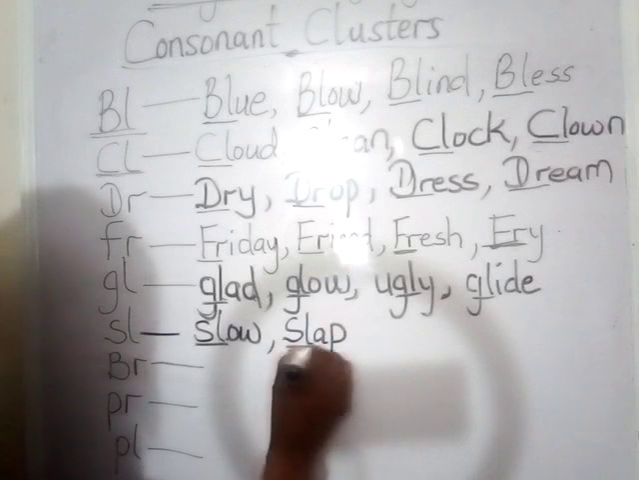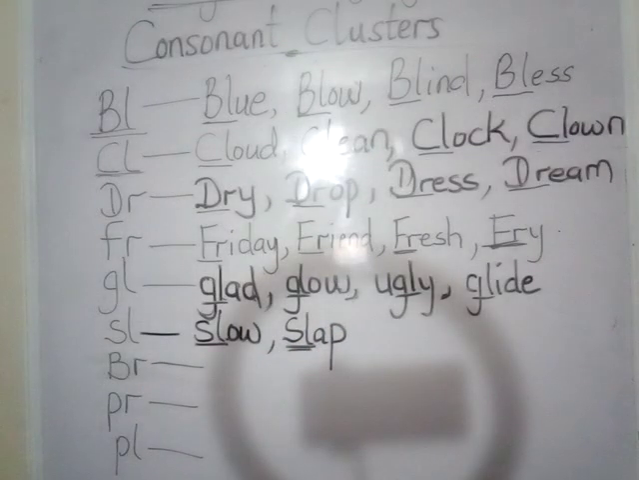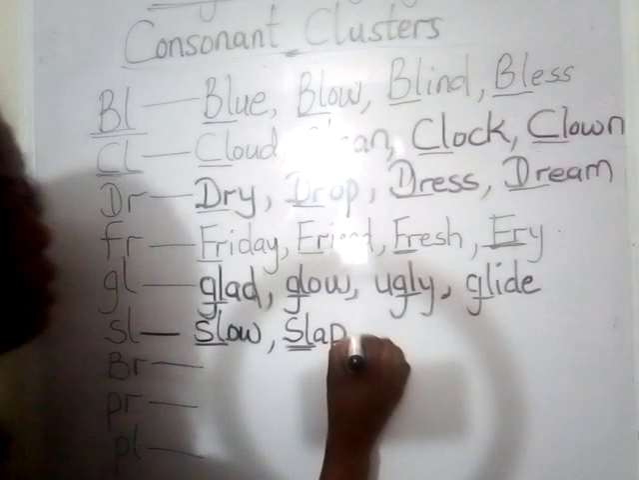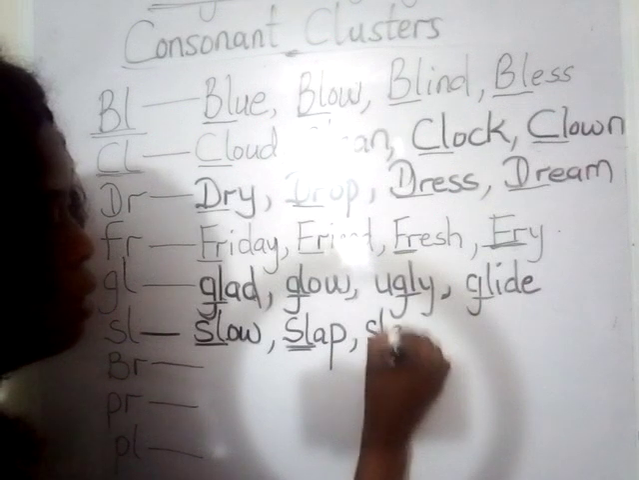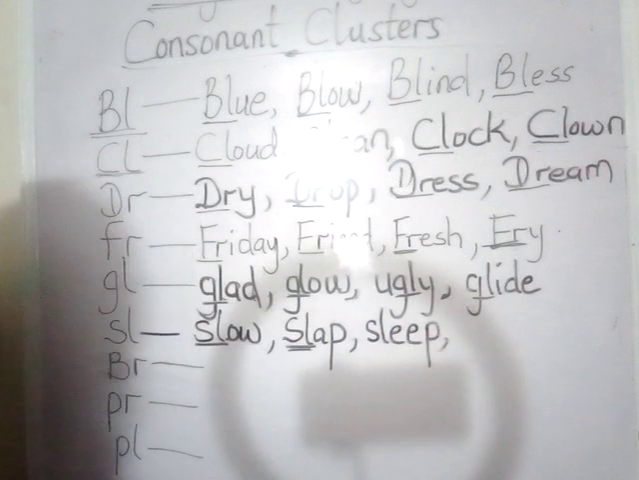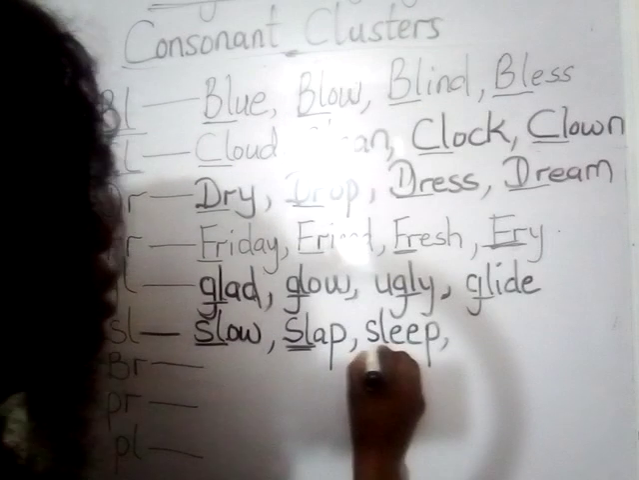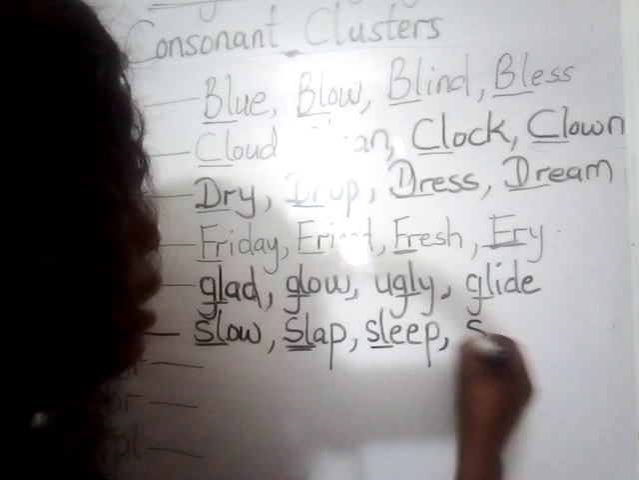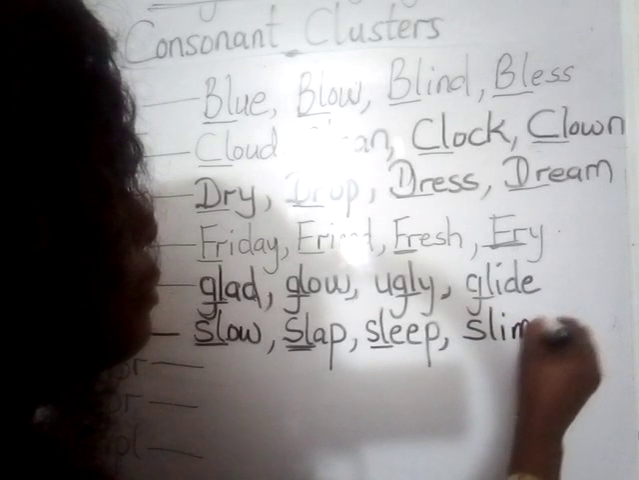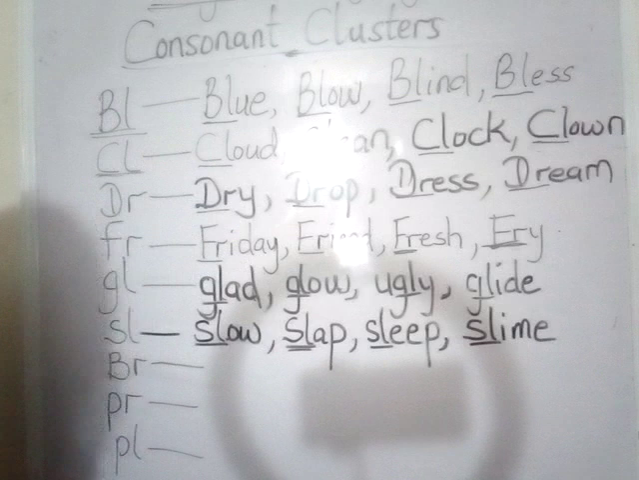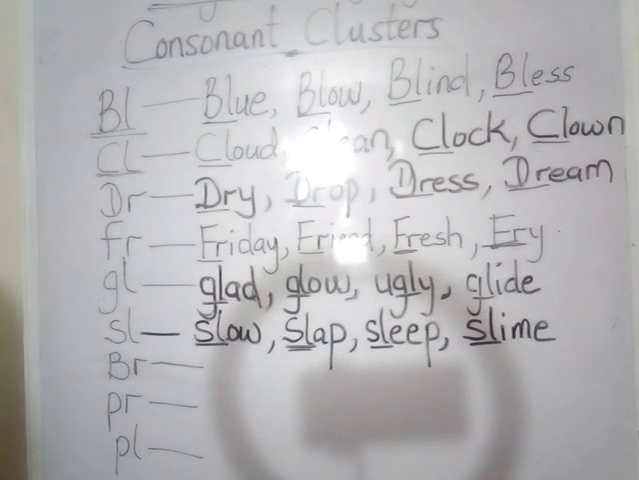Slap. Slap. Sleep. Right? Sleep. And we have, let's underline this, slime. Slime. Slow, slap, sleep, slime. Sl. So the next consonant cluster we're looking at is br.